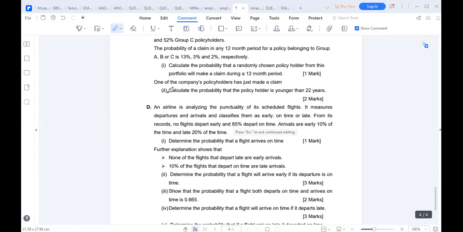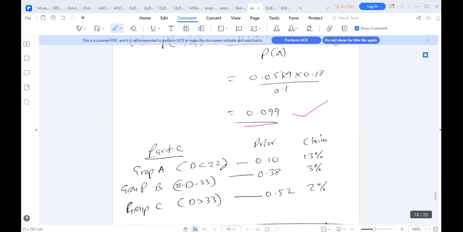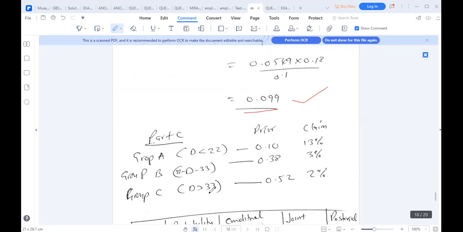Is a little bit better. So we're told that the company consists of drivers. A are those younger than 22, B are those between 22 and 33, and C are those more than 33. Okay, so you break down the data: A less than 22, B 22 to 33, and C more than 33.